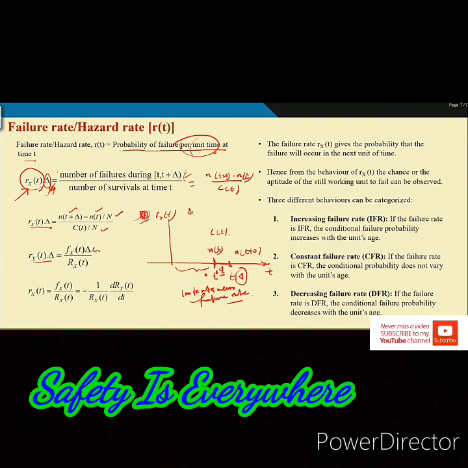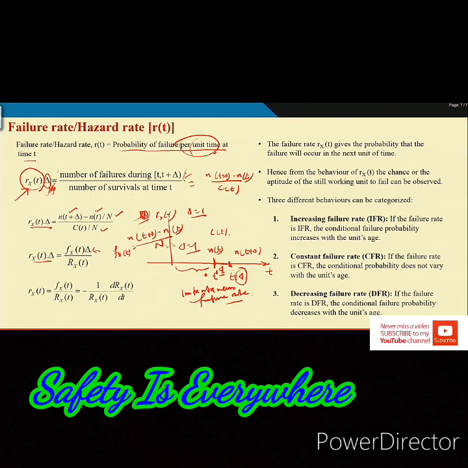Suppose you consider delta equal to 1, as I mentioned a few minutes back, then n(t+delta) minus n(t) by this will be your f(t), provided delta equal to 1. But we do not know whether that delta is 1 or delta less than 1, but it is a positive quantity.